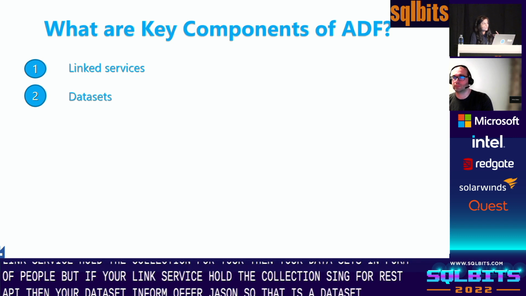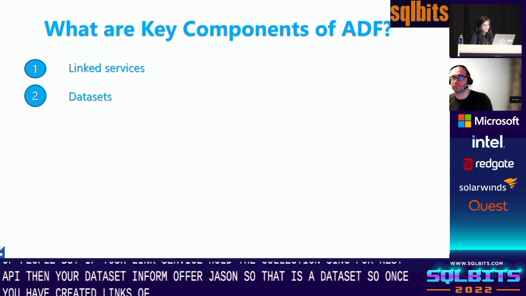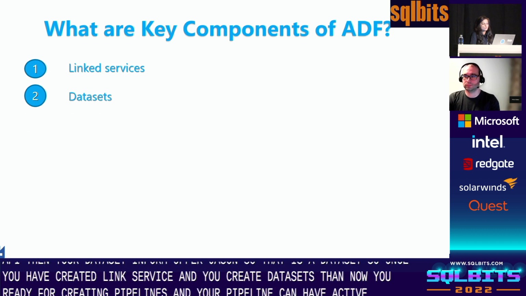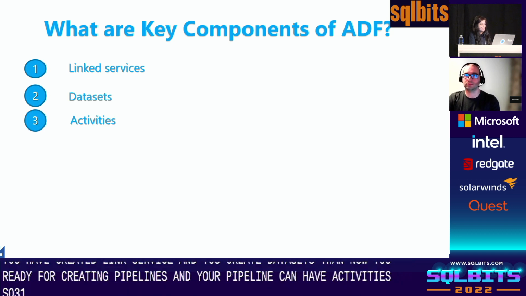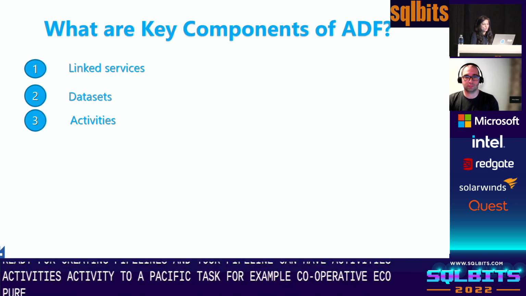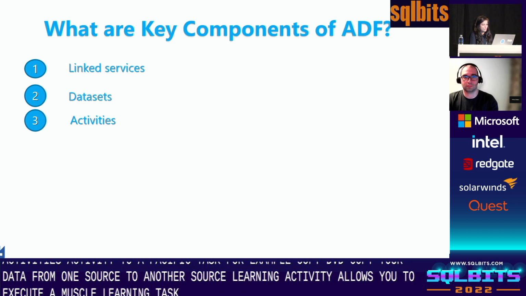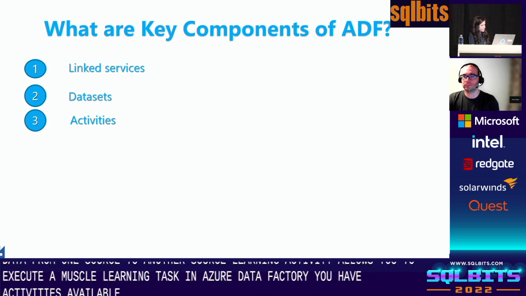So once you have created a linked service and datasets, then you are ready for creating pipelines, and your pipeline can have activities. So the third one is activities. An activity does a specific task. For example, a copy activity copies your data from one source to another. A machine learning activity allows you to execute a machine learning task in Azure Data Factory. In Azure Data Factory, you have many activities available, which I will show you during the demo.